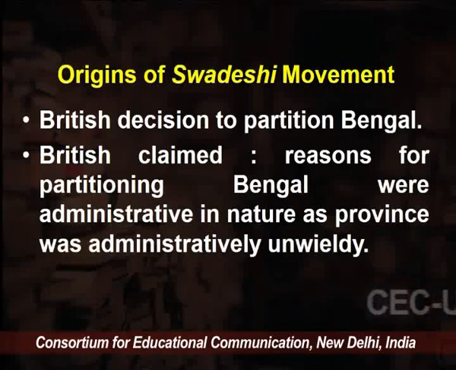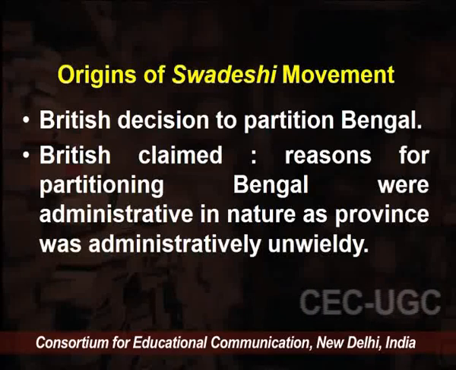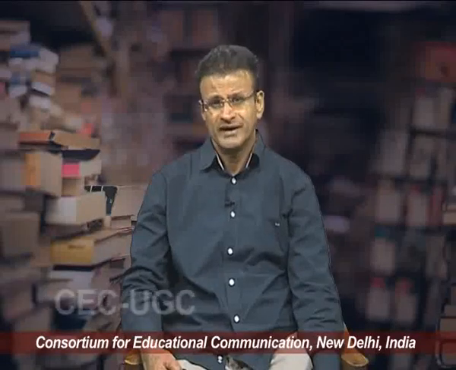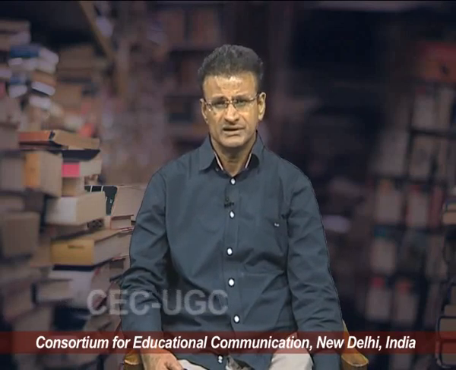When they divided Bengal, the reasons given were administrative in nature, as the province was considered administratively unwieldy and huge, and when they divided this huge province into smaller parts, they would be able to administer it in a better manner. But it was only one of the excuses which the British provided. Their main objective in dividing Bengal was to attack the nationalism which was there in Bengal.